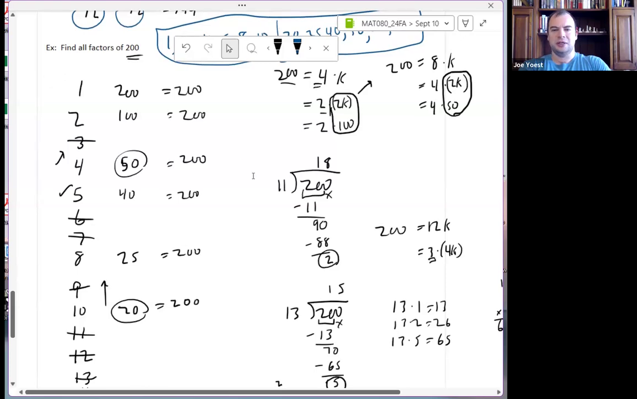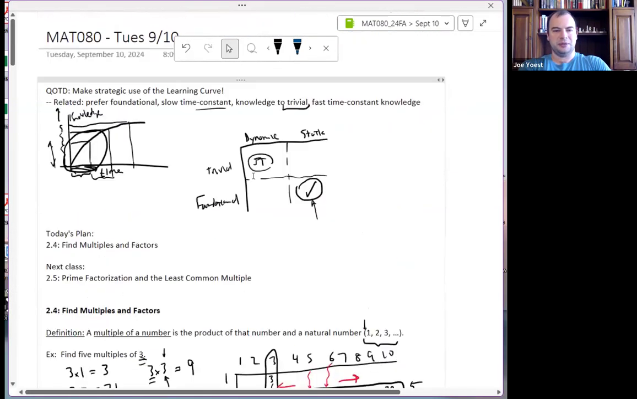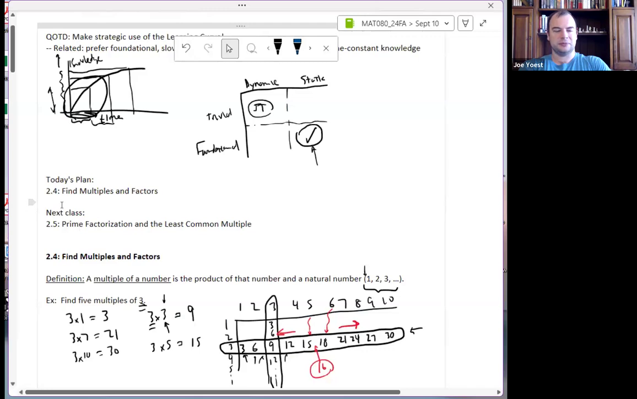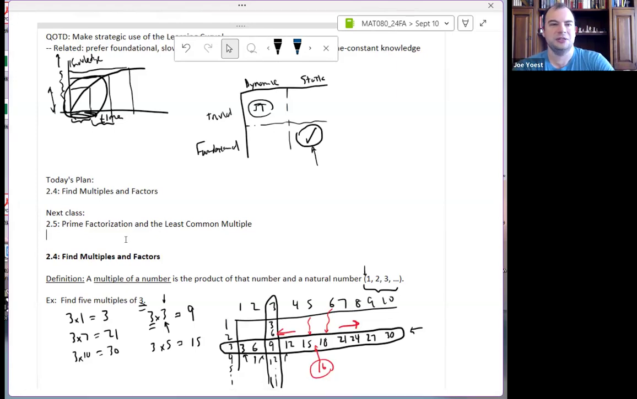Any questions on any of the material from today? All right, so next class we will talk about prime numbers, prime factorizations, least common multiples, and move on from there. I will see you all on Thursday.